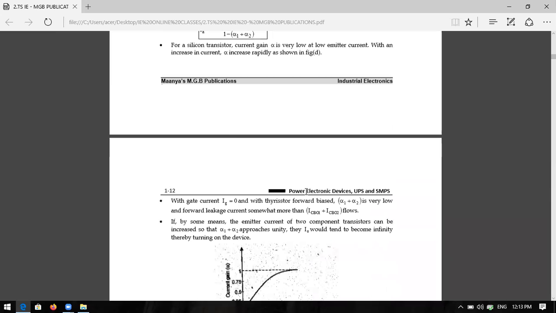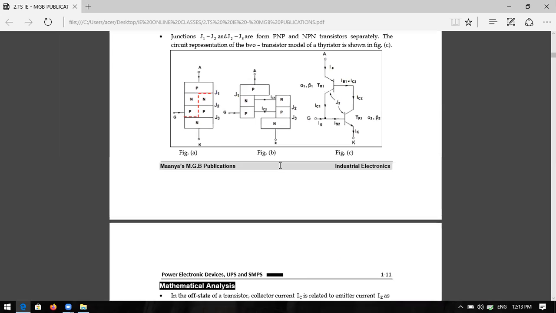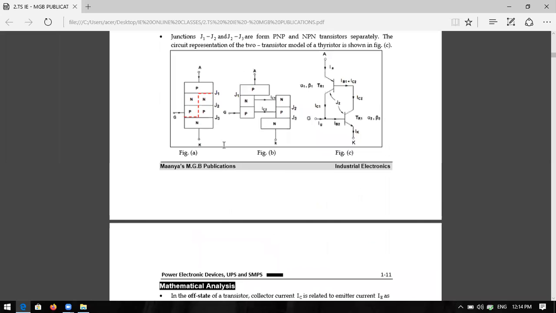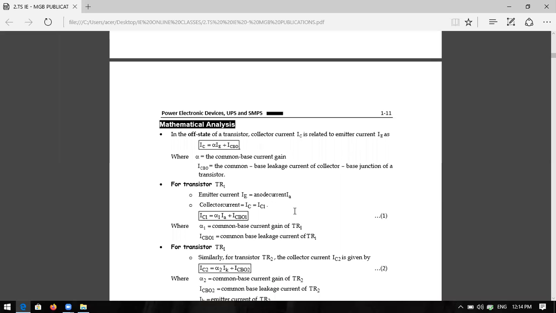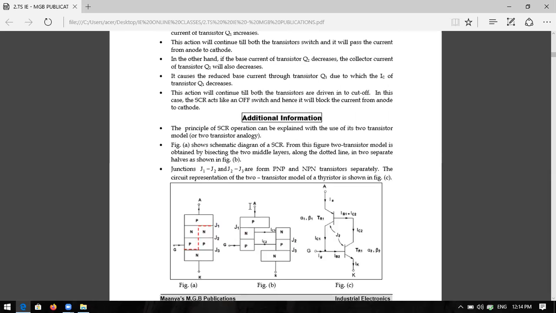The mathematical analysis we will see in the next class. Okay. So how the current will flow in the forward conduction mode, and how it will block everything in the reverse conduction mode, you can see by using mathematical analysis. That means what IC1, IC2, IB1, and IB2 are. If you see both, you will see how the anode current will increase, and how the blocking will happen, where the anode current will decrease in the reverse direction. You will see that in the next class.